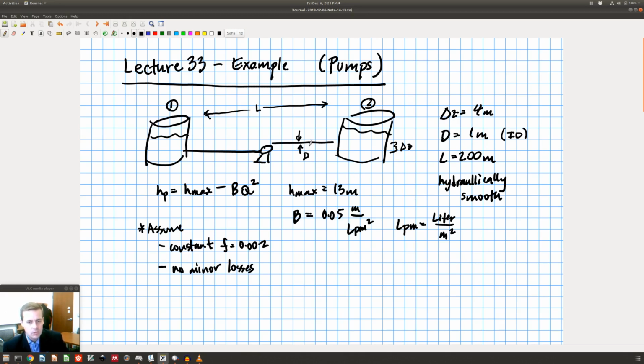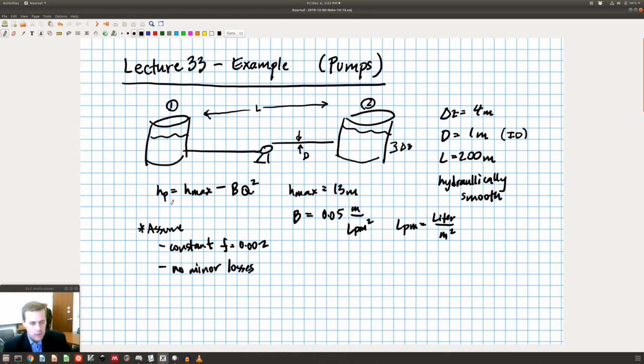All right, and I'm going to assume, also for convenience, that the pipe is hydraulically smooth, that I have no minor losses, and that I have a constant friction factor, which we'll see will make the problem easy enough to solve by hand. And I can remove that assumption. I'll talk about that at the end of the video.